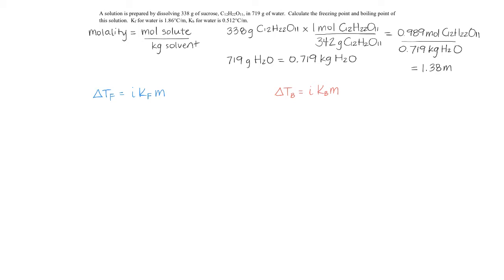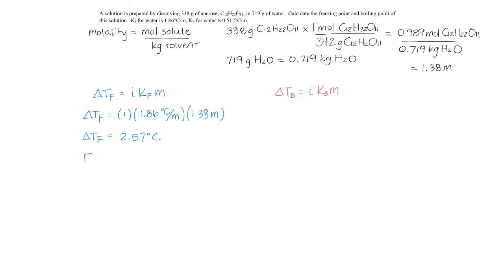Now that we have our molality, let's calculate the change in freezing point. So delta TF is equal to, I is 1 because we have a non-electrolyte, sucrose. The Kf constant, given in the problem, 1.86 degrees Celsius per molal. And we'll plug our molality in, 1.38. Solving for delta TF gives us 2.57 degrees Celsius. 2.57 degrees Celsius is the change in the freezing point for the solution.